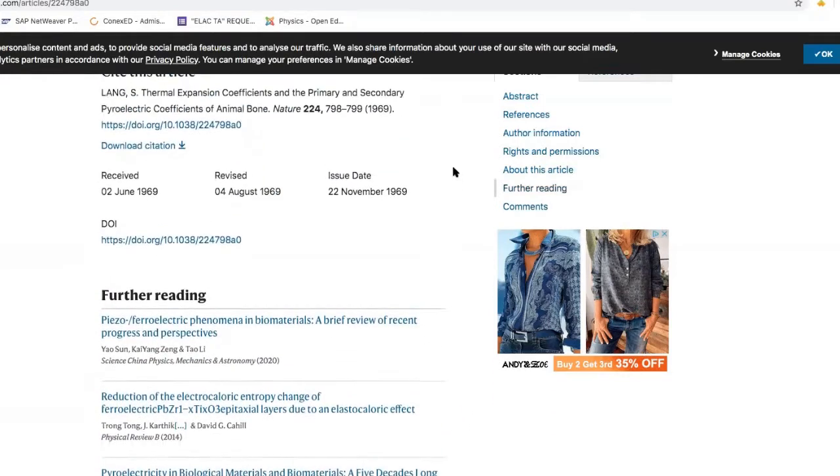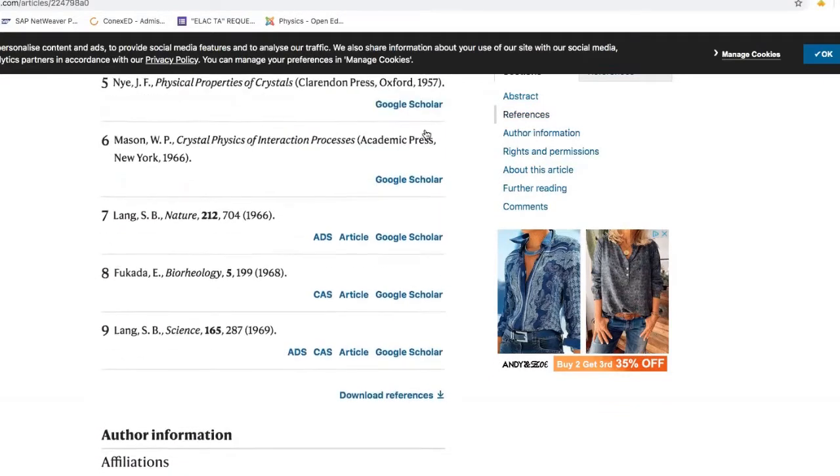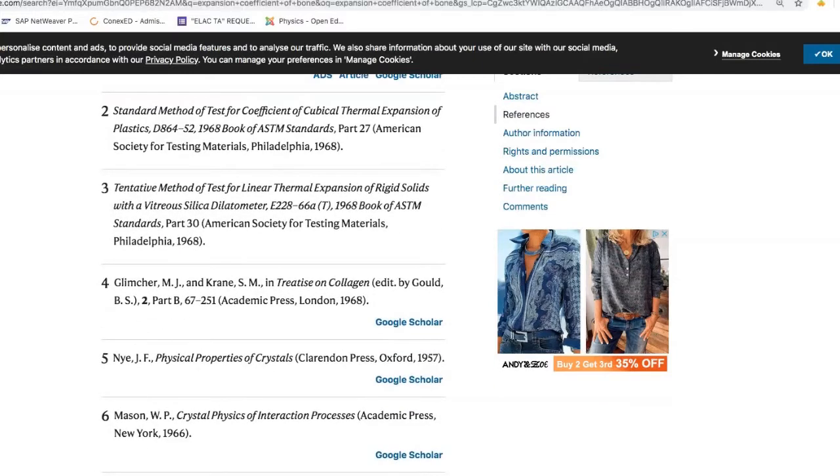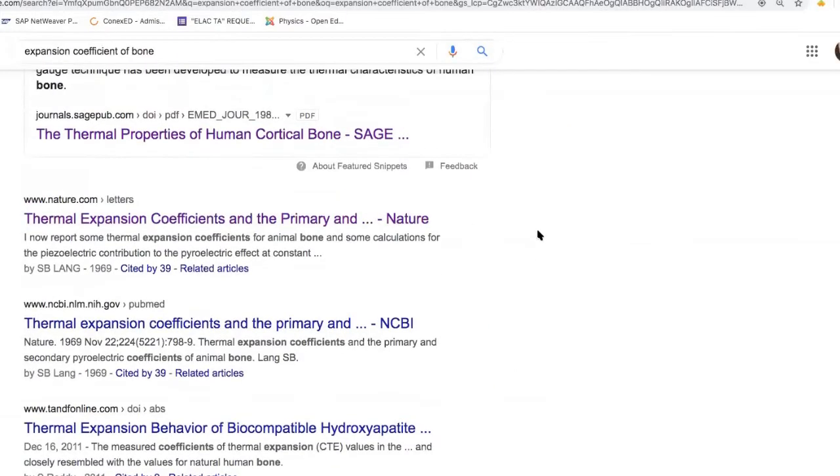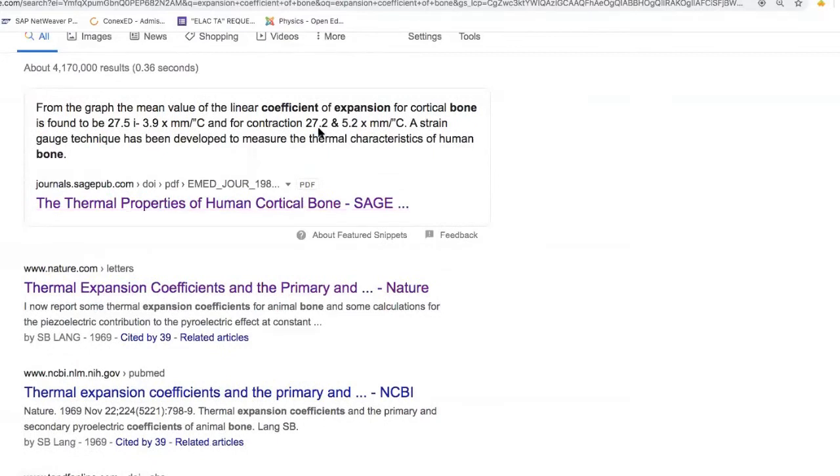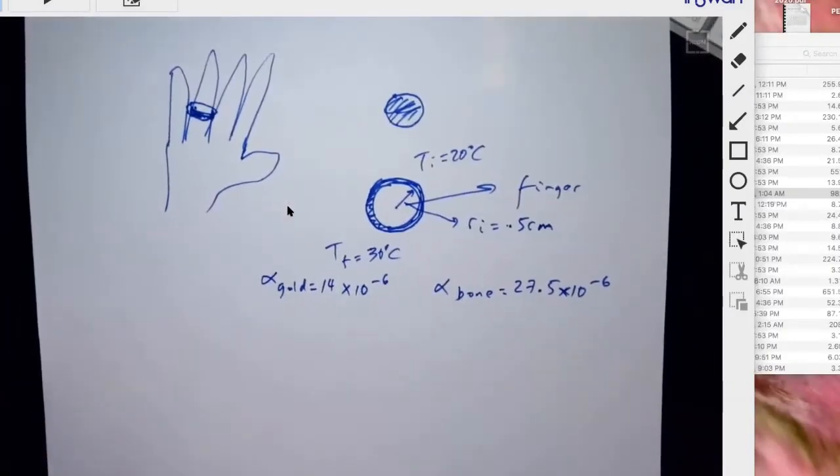Okay, for the sake of brevity, let's just use that number. Let's just say it was 27.5 times 10 to the minus 6, per Celsius. So let's say that's the alpha of the bone, and that's the alpha of gold.